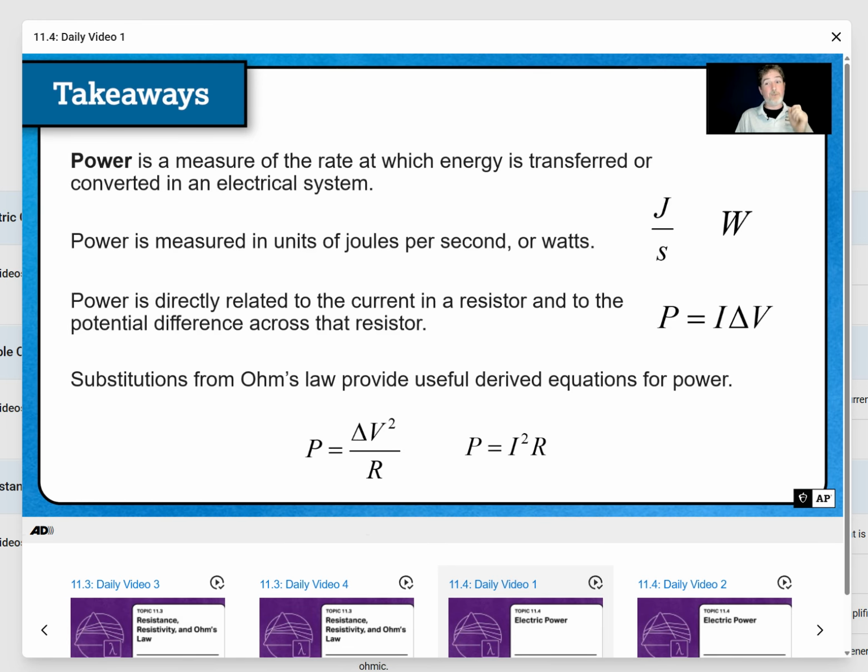We can make substitutions using Ohm's law to end up with other useful equations for power that allow us to calculate it if we know any two of the Ohm's law values.